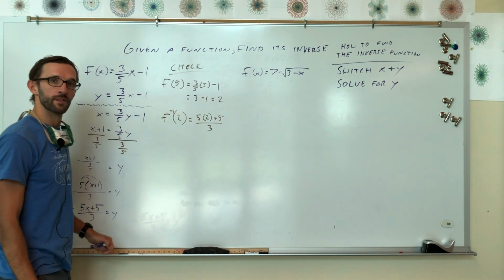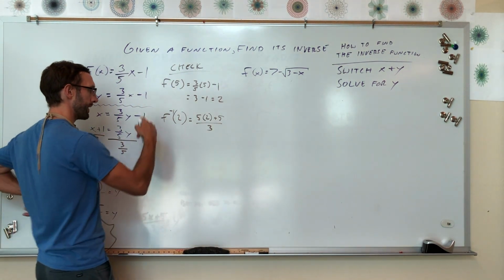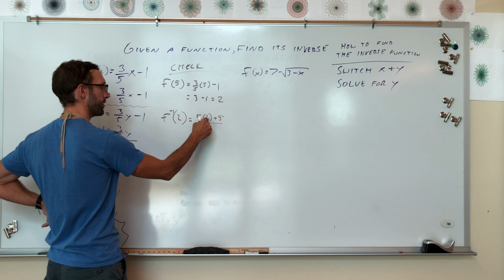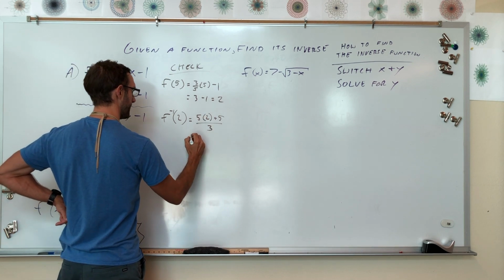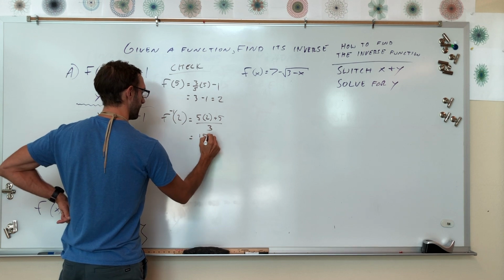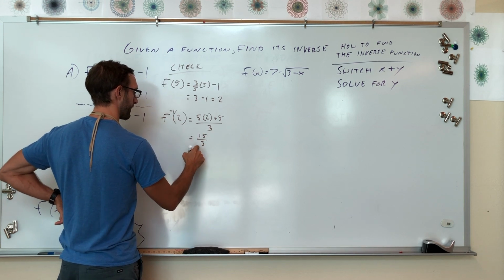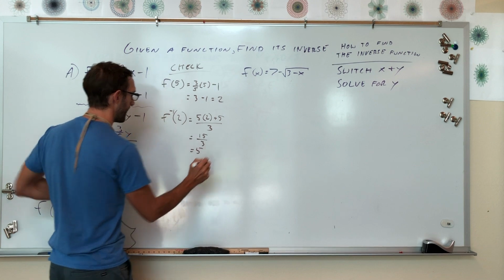I was getting nervous. I just hope this works. All right, so let's see. 5 times 2 is 10. And 10 plus 5 is 15. And 15 over 3, oh, thank goodness, it's 5.